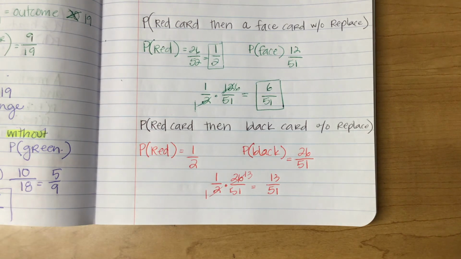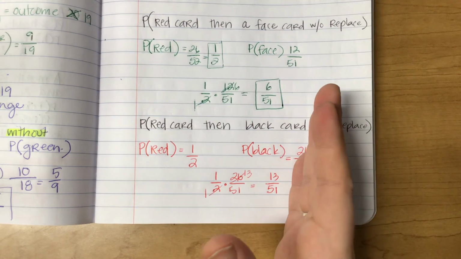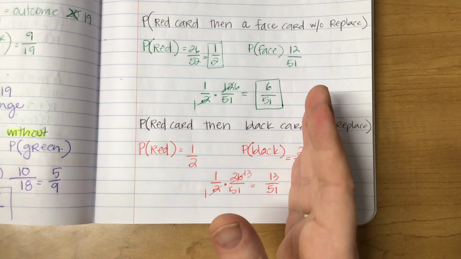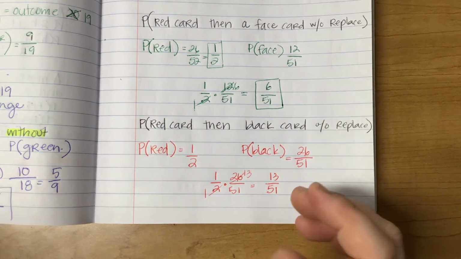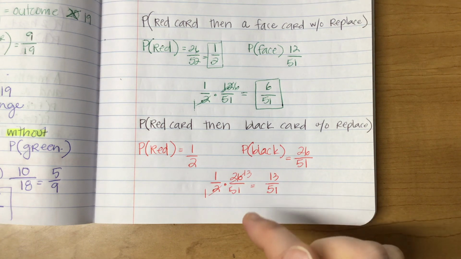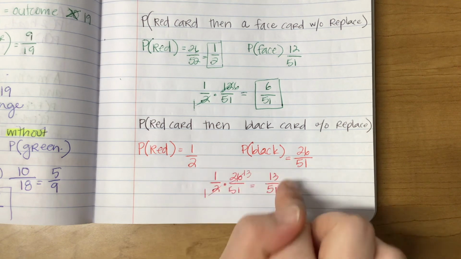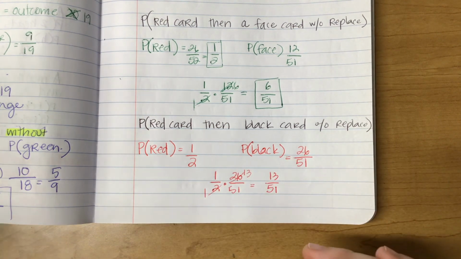So dependent probability, the number of outcomes is going to change after the first event. After the first thing you find, your denominator, your number of outcomes is decreasing because you are not replacing it. In independent probability, the outcomes stay the same. But in dependent probability, the second, third, fourth, whatever, changes depending on the first one.